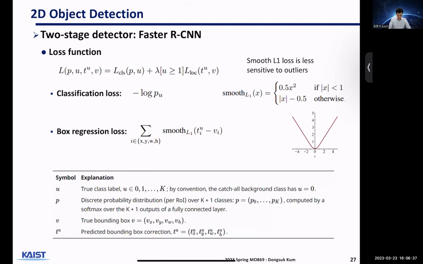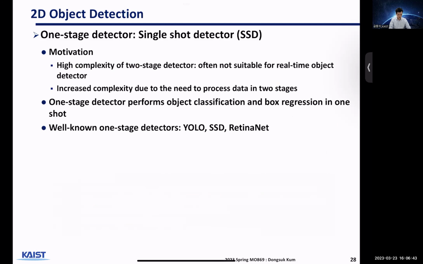I think I covered this in the earlier slides, so I will move faster here. And then let me move on to one-stage detector. There's a network called SSD, YOLO. Those are two popular one-stage detectors.